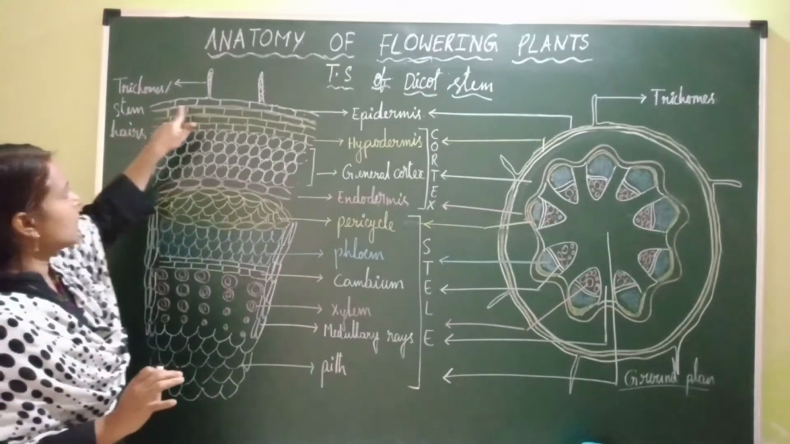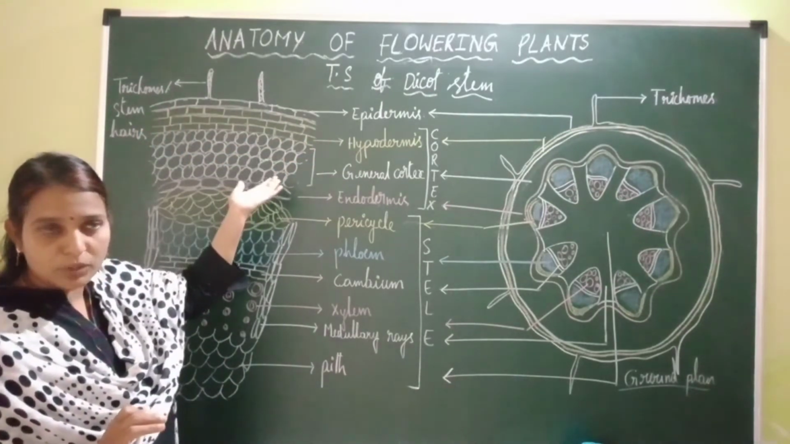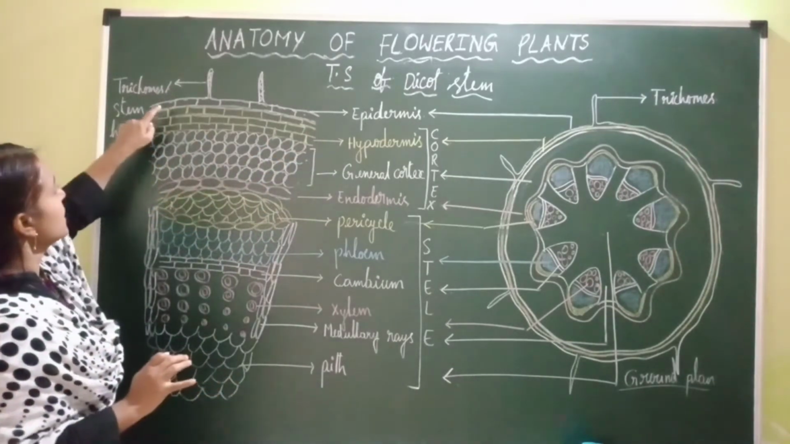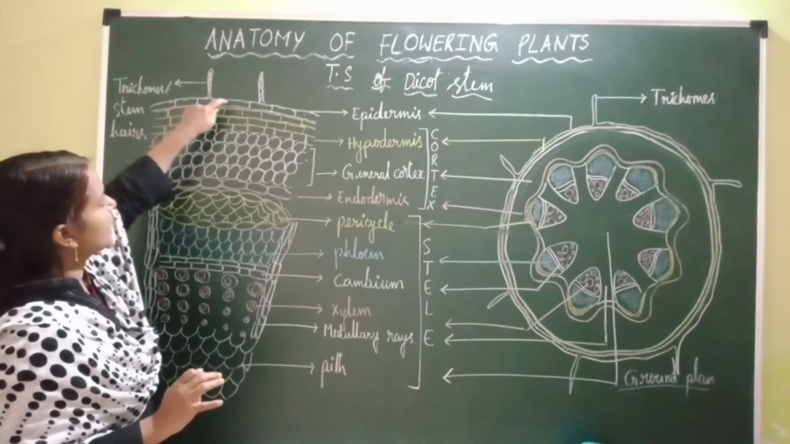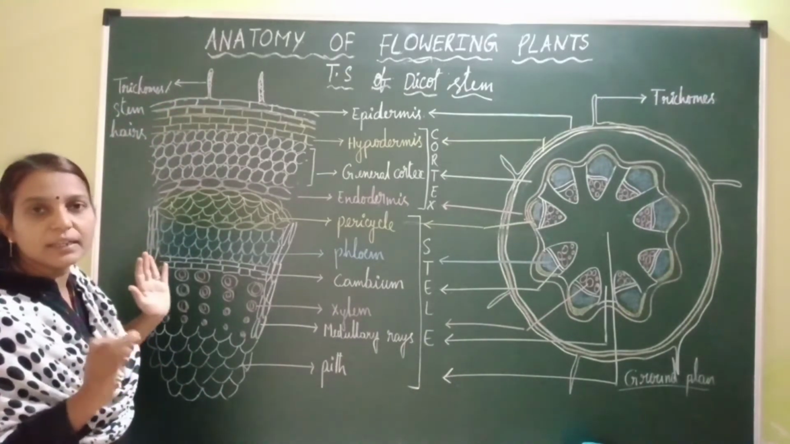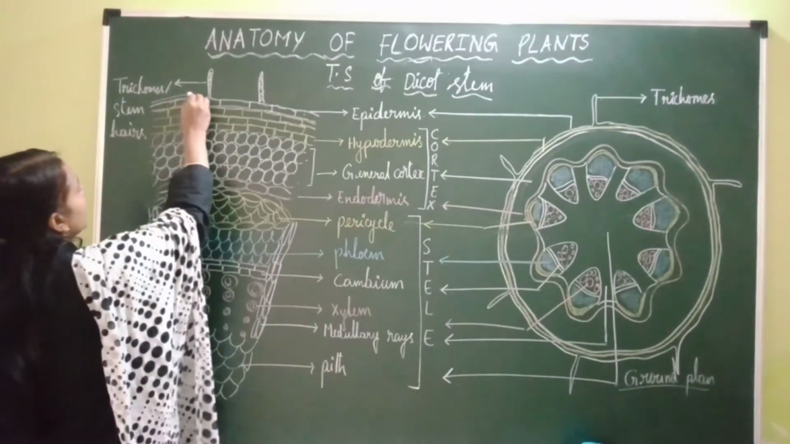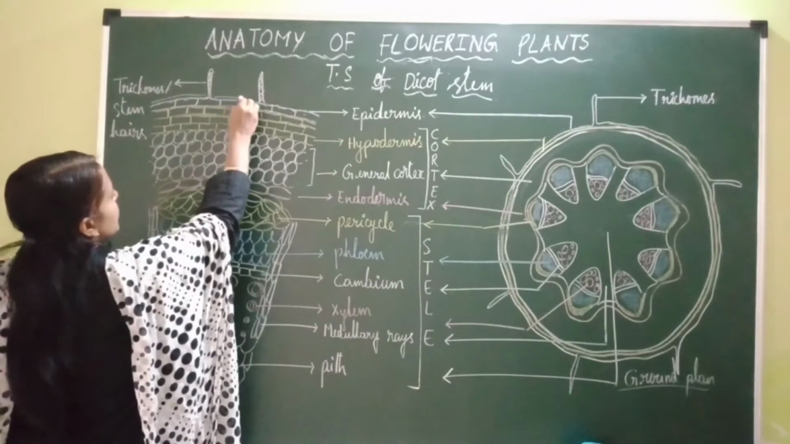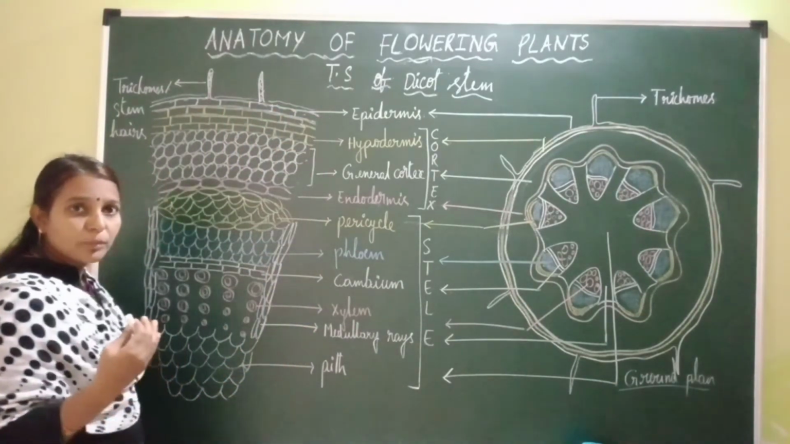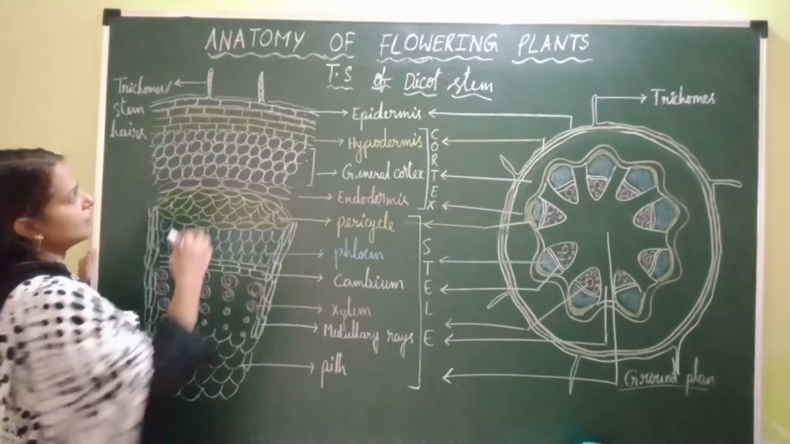So epidermis is the outermost covering of plant organs. Here in the stem also it is the outermost layer, made up of epidermal cells, which are thin-walled parenchymatous cells, and these are compactly packed without any intercellular spaces. This epidermis is covered by a cuticle, a waxy layer. This cuticle is formed by cutin, which is secreted by epidermal cells.